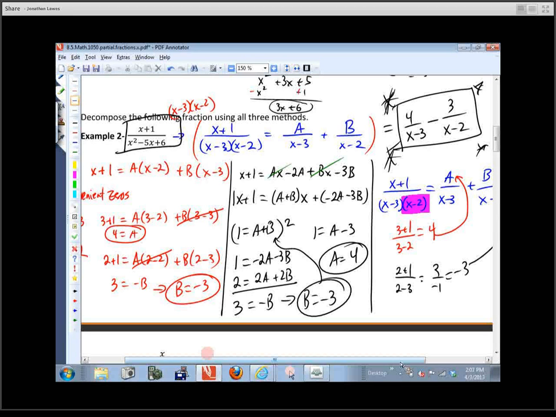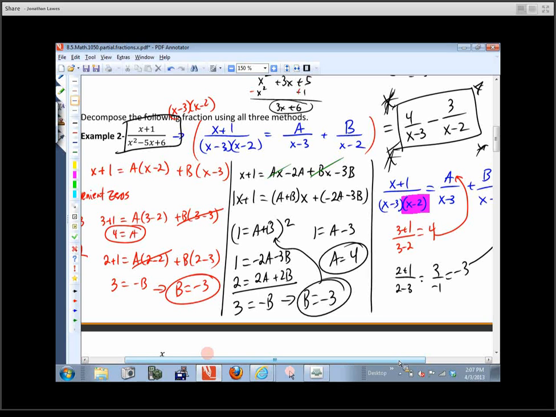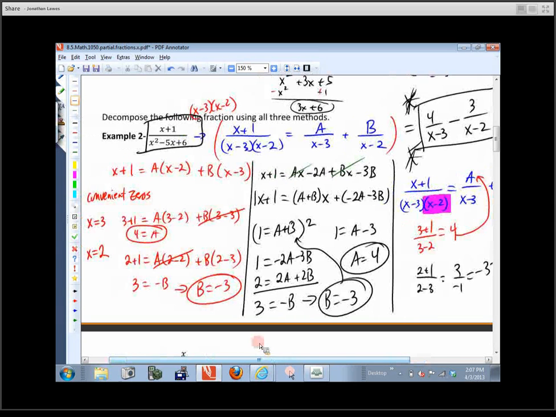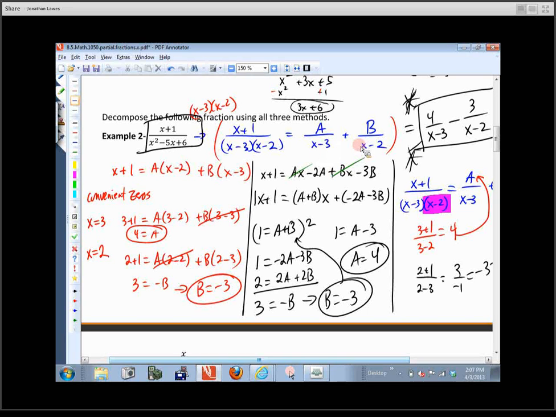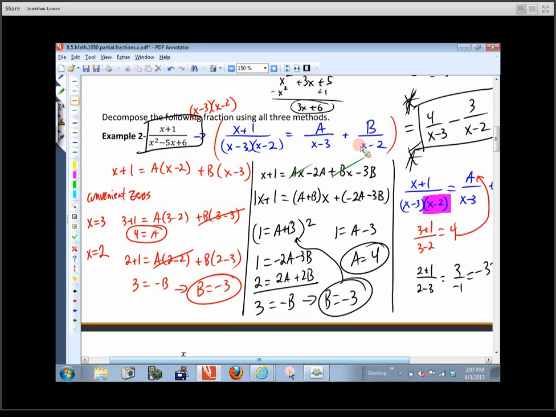Can somebody tell me why it works that way? Because it's so cool. Does that work every single time? It only works for non-repeating linear factors. It only works for the really easy ones. So these two are different factors and they don't repeat. If it repeats or they're non-linear, like an irreducible quadratic, that technique does not work. So you're stuck doing one of these other two. And I guarantee you there's going to be one of those on the test, one with some repeating linear factors or maybe some quadratic factors, so the Heaviside method won't work.